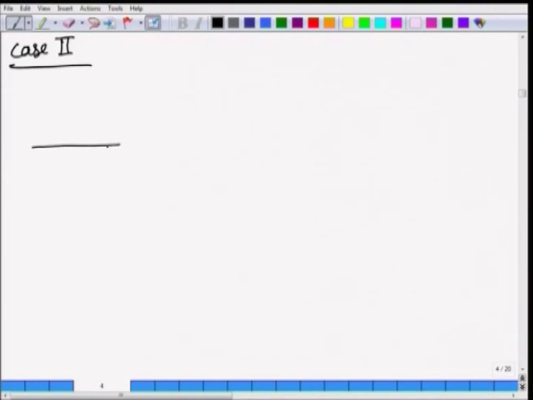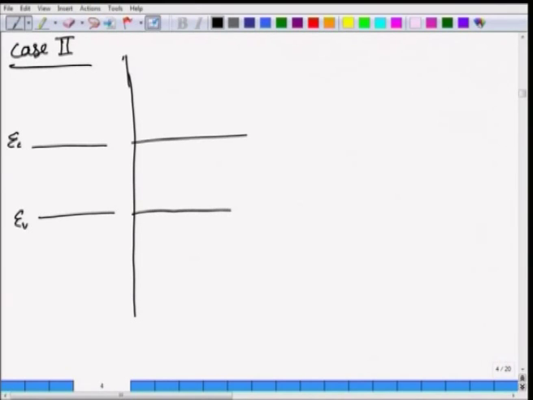So, here is EC, here is EV, and here is the energy axis. I am going to plot this GC, which is going to look the same way, it does not depend on where the Fermi energy is, and this is GV.